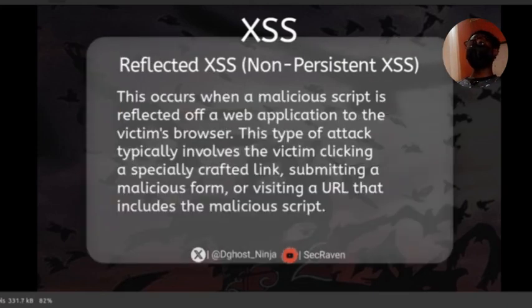So the next one, we have reflected cross-site scripting, the non-persistent XSS. This occurs when a malicious script is reflected off a web application to the victim's browser. This type of attack typically involves the victim clicking a specially crafted link, submitting a malicious form, or visiting a URL that includes a malicious script. This kind of cross-site scripting reflects back from the server side of the web page. So let's have an example.